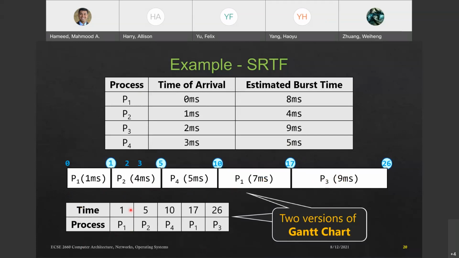So P1 got it from 0 to 1. P2 got it from 1 to 5. P4 got it from 5 to 10. P1 got it from 10 to 17, and so on. So two versions of the Gantt charts are presented over here. And then using this, you can find out waiting times and turnaround times. All the other time metrics can be evaluated using these Gantt charts.